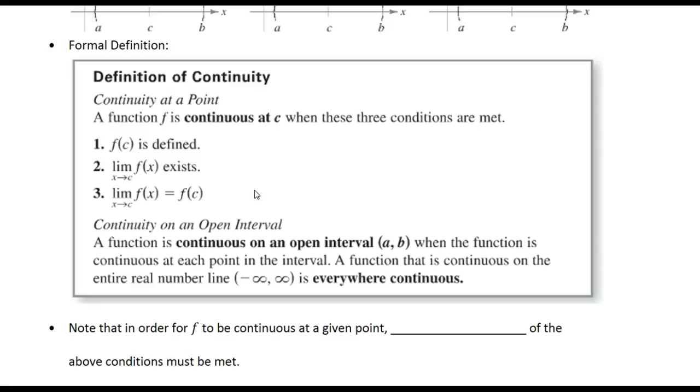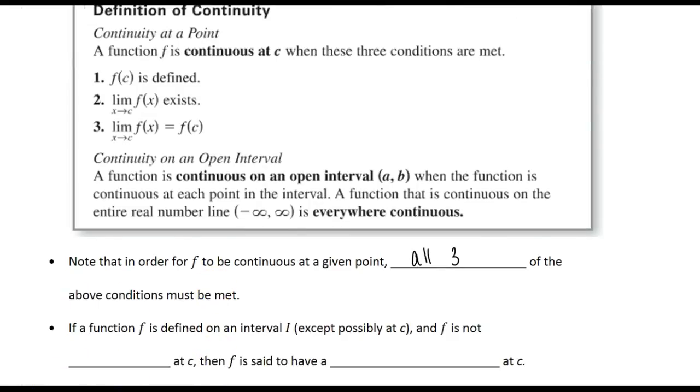And we say it is continuous on an open interval a to b when it's continuous at every point in the interval. And you may have some functions where they're continuous at every point on the open interval negative infinity to infinity. That's the entire real number line, and that would be everywhere continuous. So one thing that's very important to note is that in order for f to be continuous at a given point, all three of those conditions must be met. If any condition fails at c, f is not continuous at x equals c.